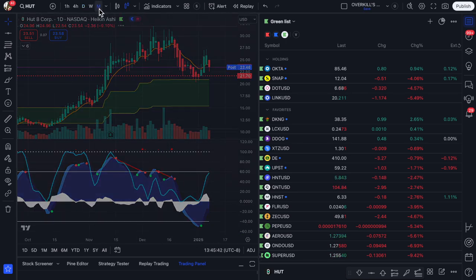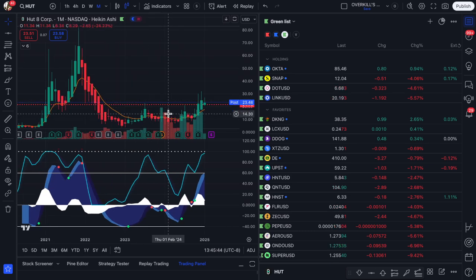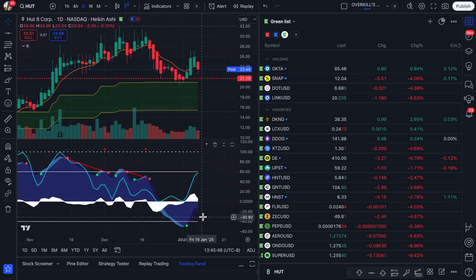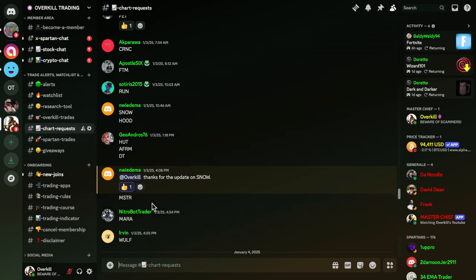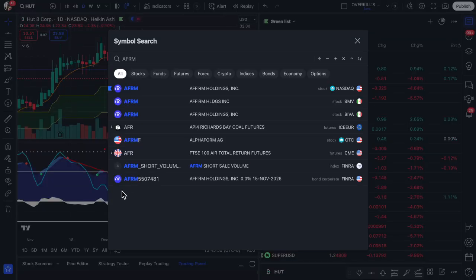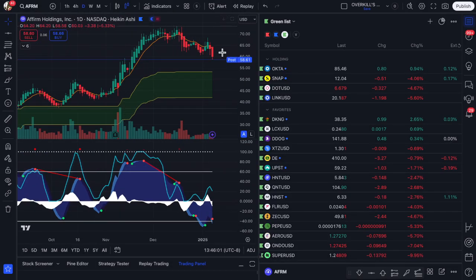But HUT, I believe they're a Bitcoin miner, so obviously they got hit really hard today. The monthly chart is still green. And I don't see a red dot just yet. So I'm watching 2170 on HUT there. 2170 is a big level that we need to hold. Call it 2150.